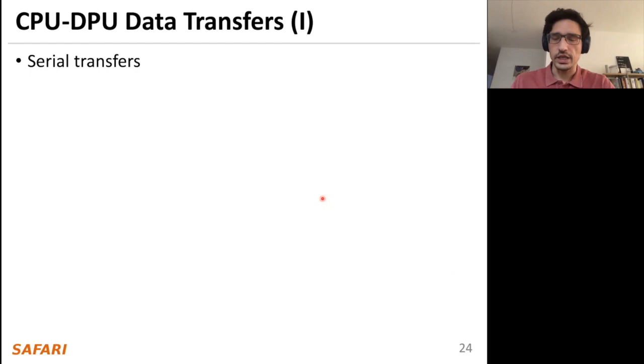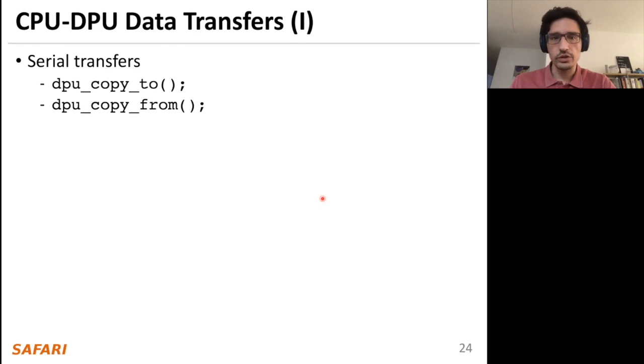And now the next thing is moving data between the main memory and the MRAM in the DPUs. And for that, we can use either serial transfers or parallel transfers. We are going to see the difference. Let's start with the serial transfers. We have two library calls here. One of them is DPU copy to, and the other one is DPU copy from. So as you can guess, copy to means that we are copying data to the DPU. Copy from means that we are reading from the DPUs to the main memory.